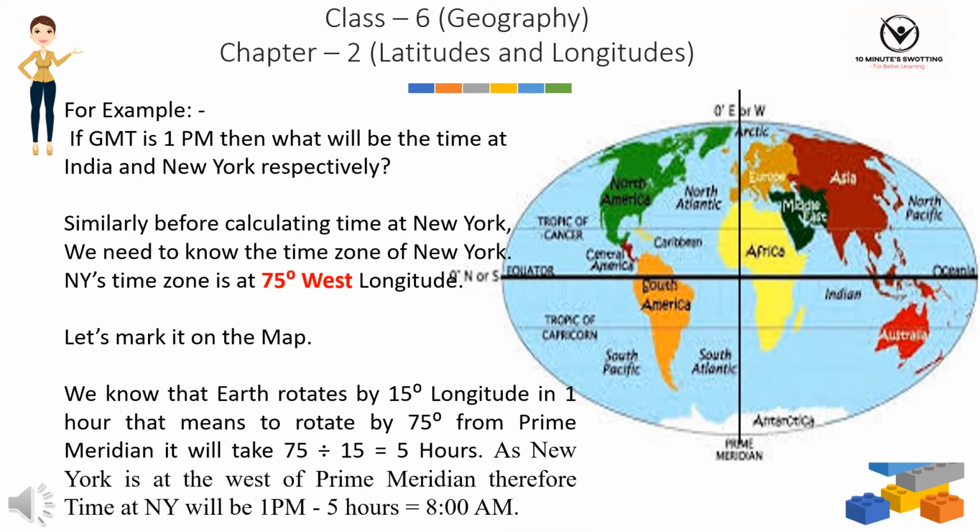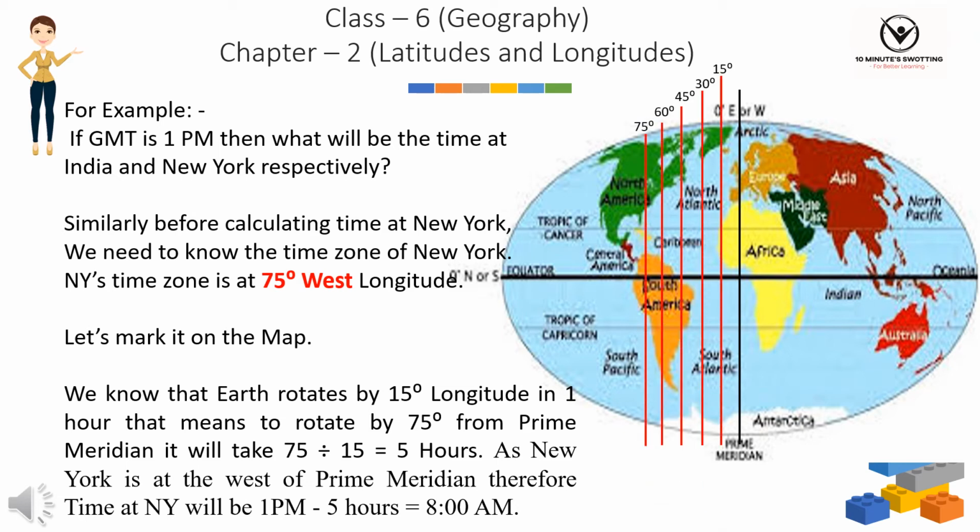Similarly, before calculating the time at New York, we need to know the time zone of New York. New York's time zone is at 75 degrees west longitude. Let's mark it on the map. We know that Earth rotates by 15 degrees longitude in 1 hour. That means to rotate by 75 degrees from prime meridian, it will take 75 divided by 15 equals 5 hours. As New York is at the west of prime meridian, therefore, time at New York will be 1 p.m. minus 5 hours equals 8 a.m.